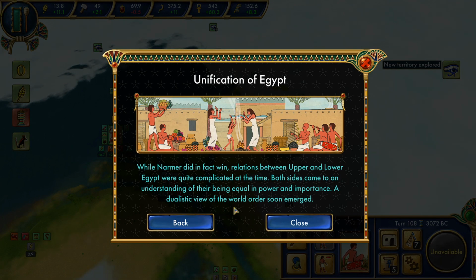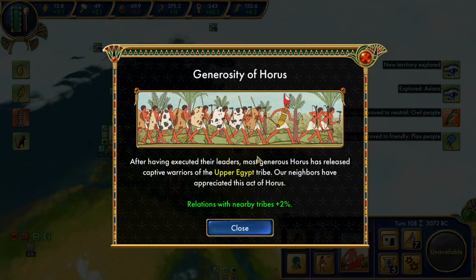Narmer did in fact win. Relations between Upper and Lower Egypt were quite complicated. And they're basically describing the situation as murky, as very much in a dynamic flux. And that's definitely quite a good way to put it.